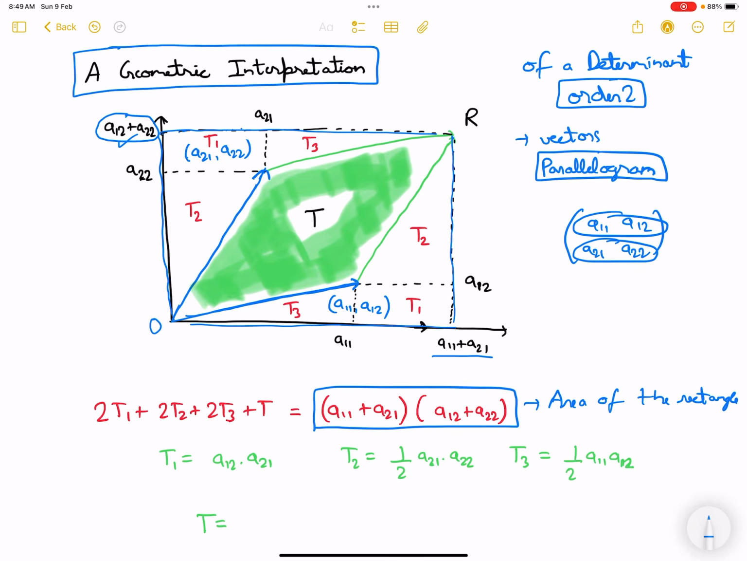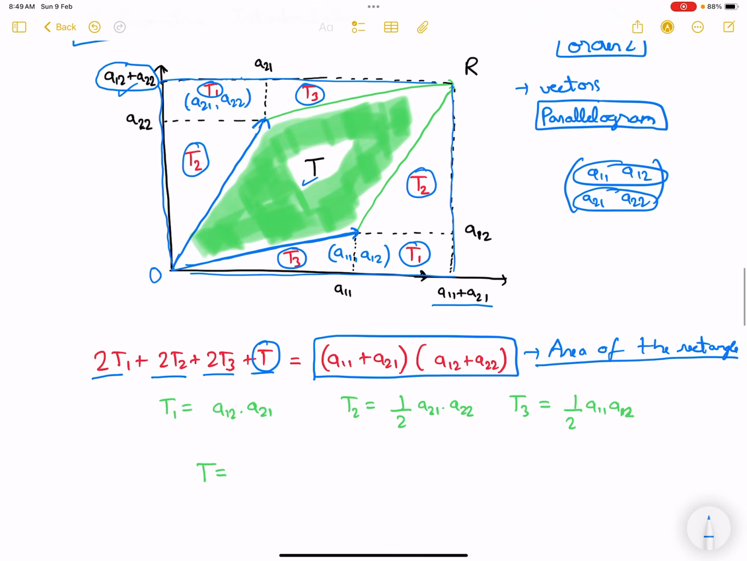Now the area of the rectangle can be subdivided into different parts as well. First is the capital T that we want to find, then 2 times T2 because they are congruent, then 2 times T3 and 2 times T1. So 2T1 plus 2T2 plus 2T3 plus T should be equal to the total area of the rectangle.